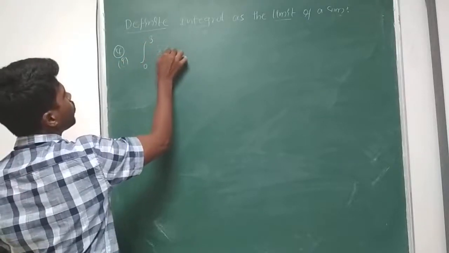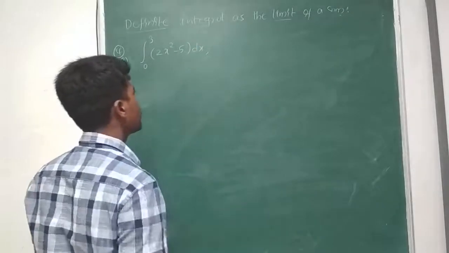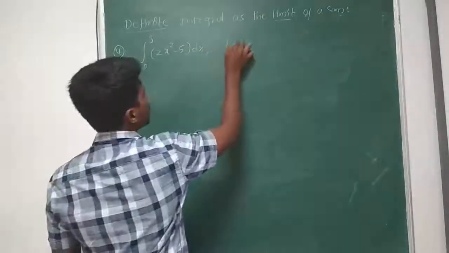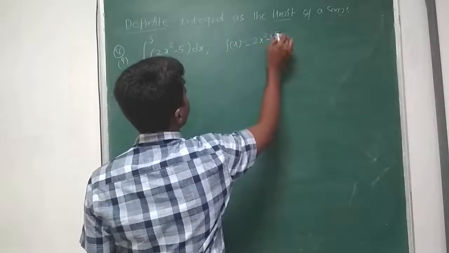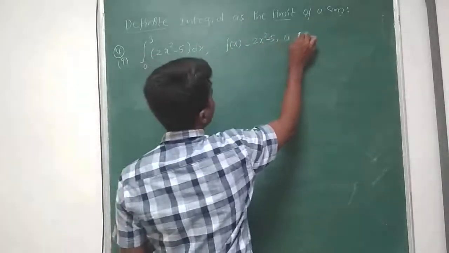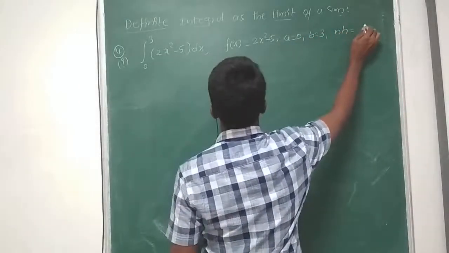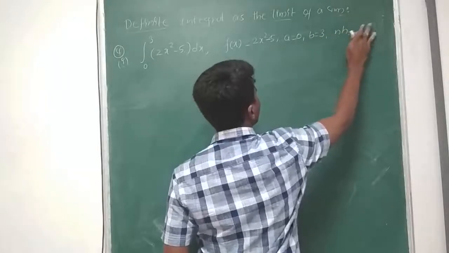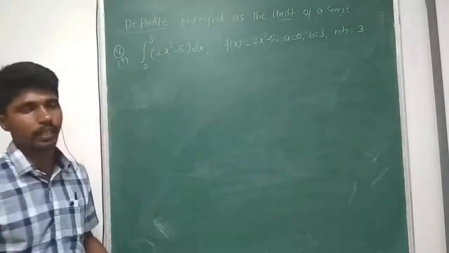To evaluate the integral from 0 to 3 of 2x square minus 5 dx. So the initial steps: the given data, f of x is 2x square minus 5, the value of a is 0 and b is 3, and we get nh as 3 minus 0, which is 3. What does nh refer to? nh refers to b minus a.